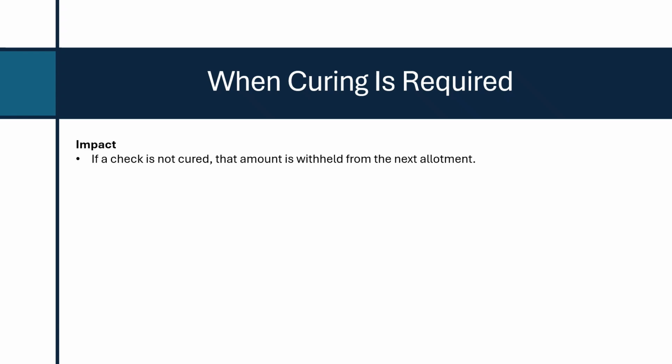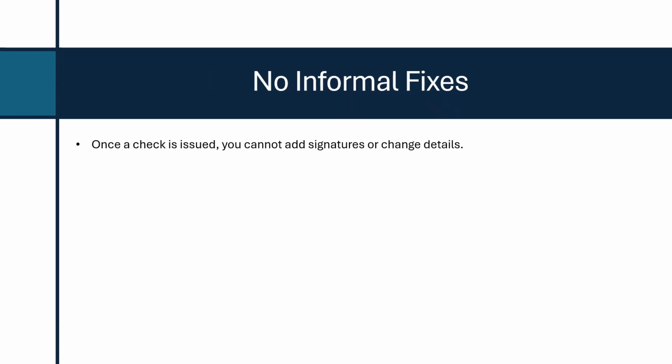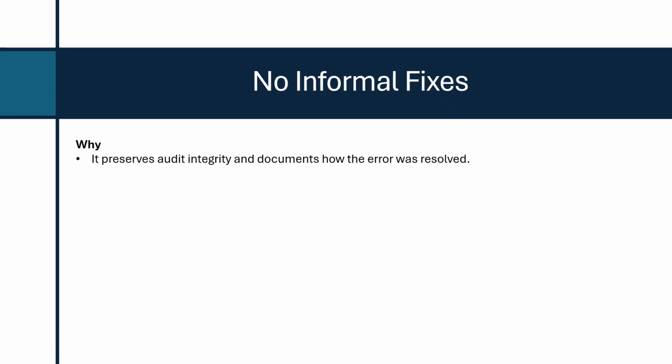Here's the impact it has. If a check is not cured, that amount is withheld from the next allotment. There are not any informal fixes. Once a check is issued, you cannot add signatures or change details. All corrections must go through Form 125. Why? It preserves audit integrity and documents how the error was resolved. Altering a check after issuance violates the statute.